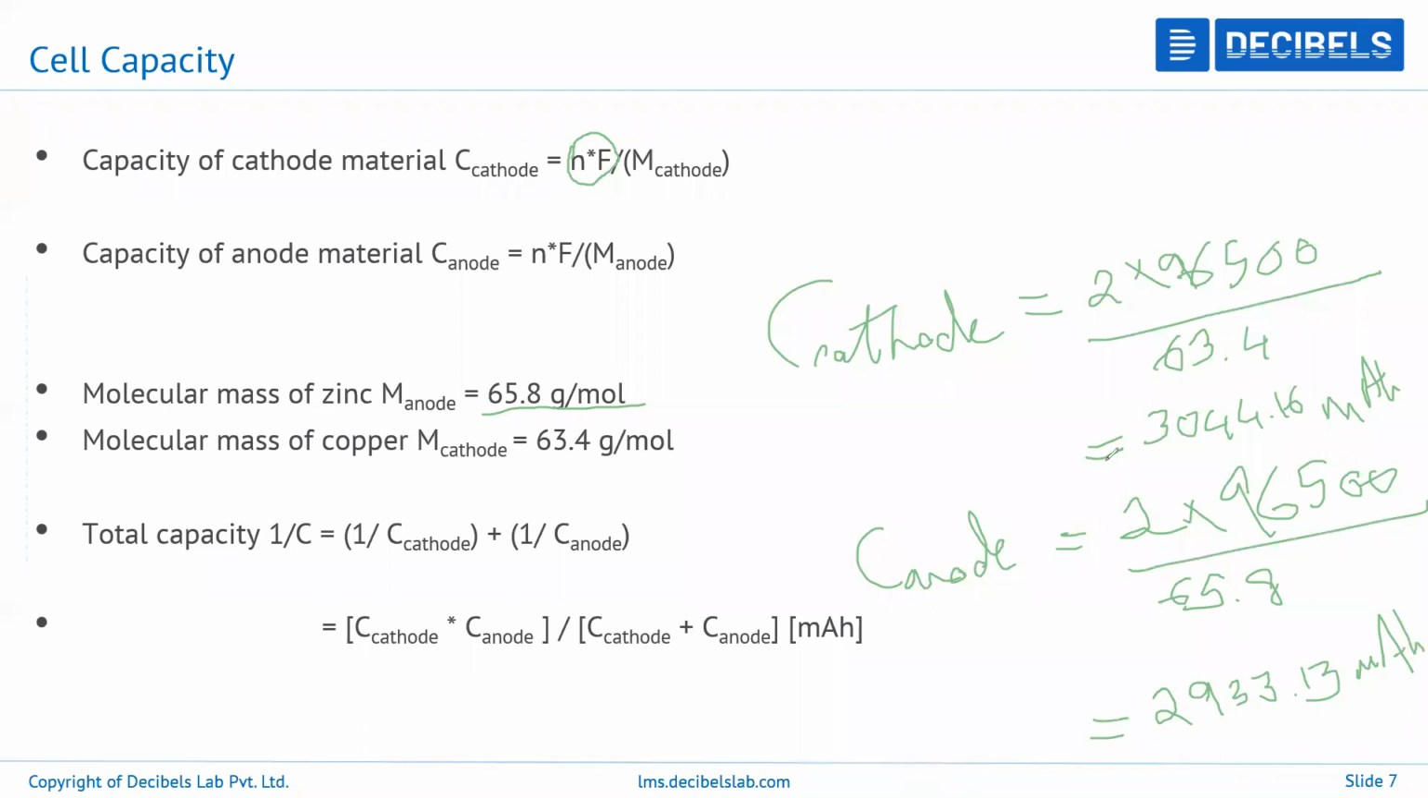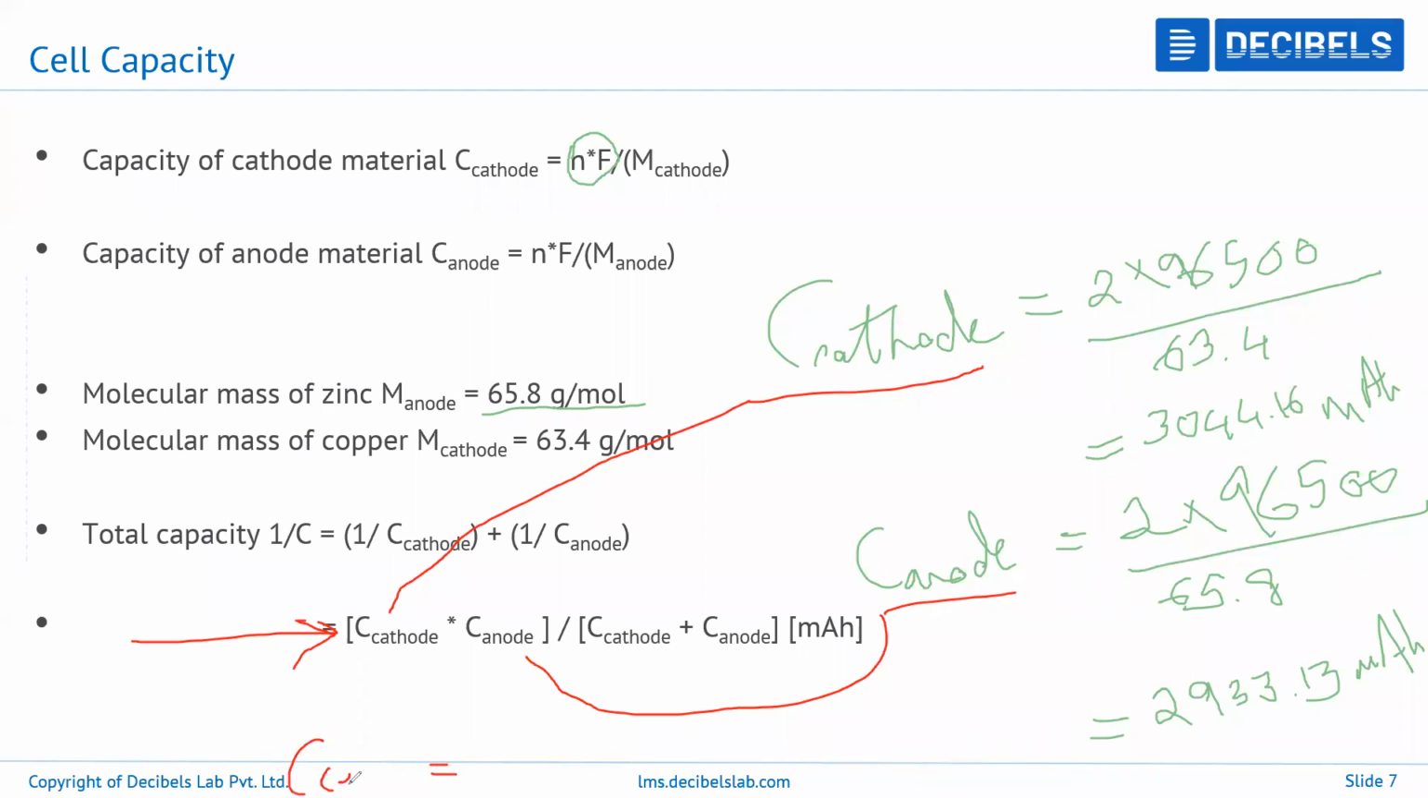So with these two values now that you have obtained, the capacity of cathode and anode, you can go ahead and substitute both of these values in this final equation over here, the last one. Your final answer, that is your total cell capacity, which I'll write here as C cell, will be, I think, 1,419 milliamp hours.